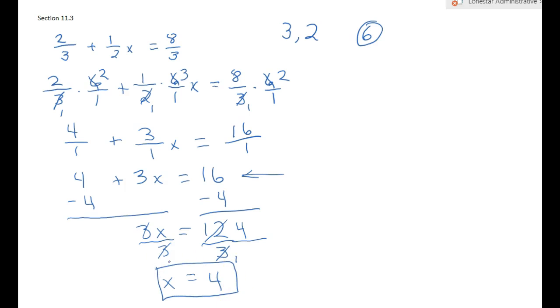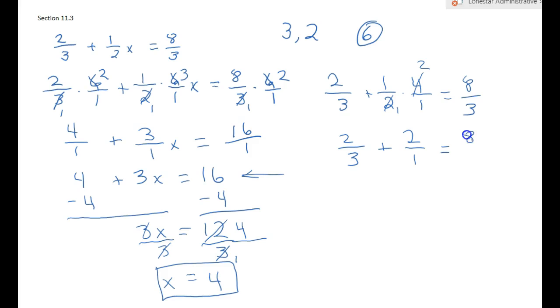Let's look at our original problem and rewrite it with x equals 4. 2/3 plus 1/2 times x, and remember, when we're doing a whole number, we need to convert it to a fraction in order to manipulate it with fractions. So the question is, does 2/3 plus 1/2 times 4 over 1 equal 8/3? Well, 2 goes into 2 one time, 2 goes into 4 2 times. So we have 2/3 plus 2 over 1 equals 8/3.